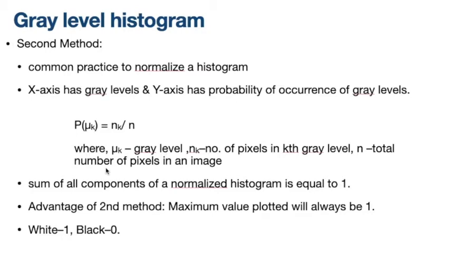Okay, so you have two methods. In the first method, the x-axis will be gray level and the y-axis is the number of pixels, and in the second method, the x-axis will be the gray level itself, but the y-axis will be the probability of occurrence of gray levels.